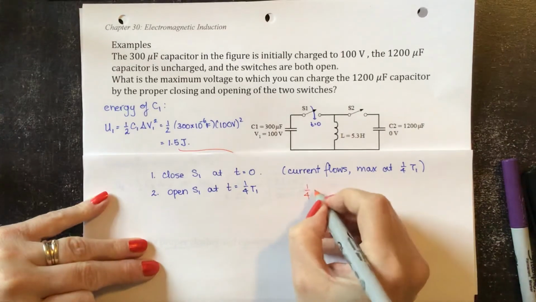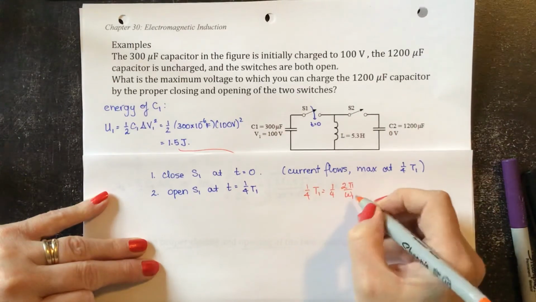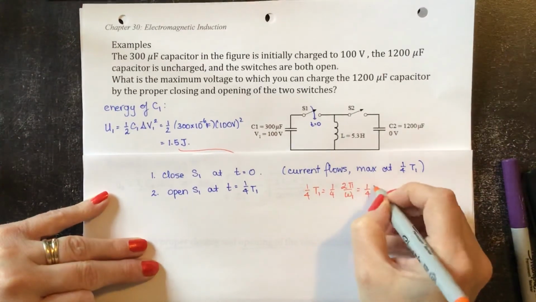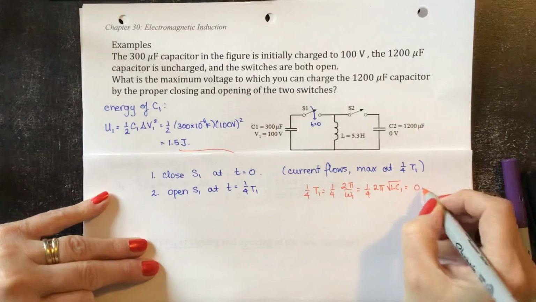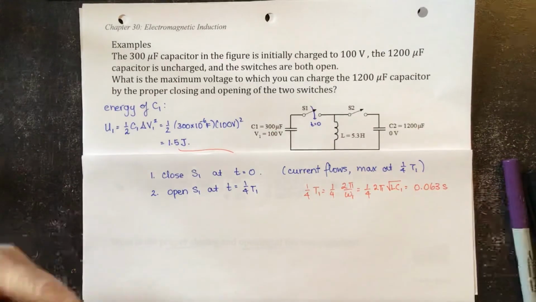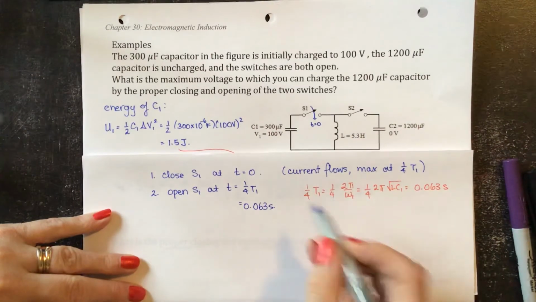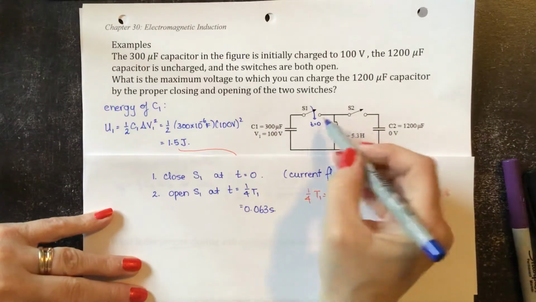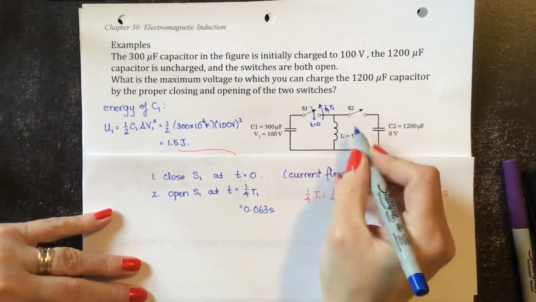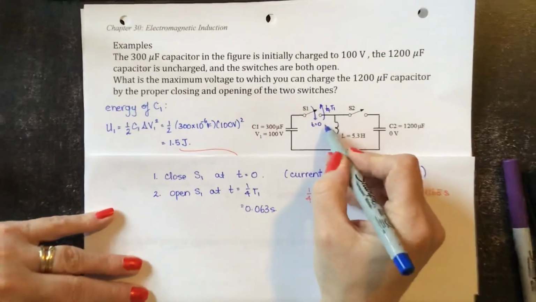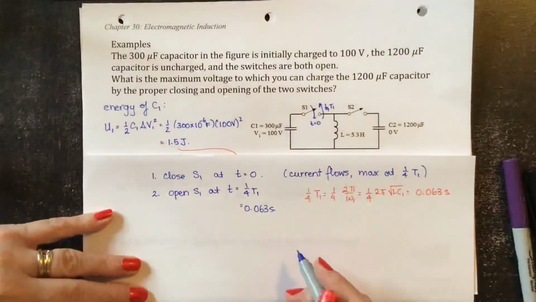So 1/4 T1 equals 1/4 times 2 pi over omega 1 equals 1/4 times 2 pi times the square root of L times C1 equals 0.063 seconds. Okay, so that's when the current through the inductor is a maximum. So we're going to open it back up at 1/4 T1. The current here is a maximum. Because the current is a maximum, if we open up this switch and close this one, the current will start to flow in this branch of the circuit.